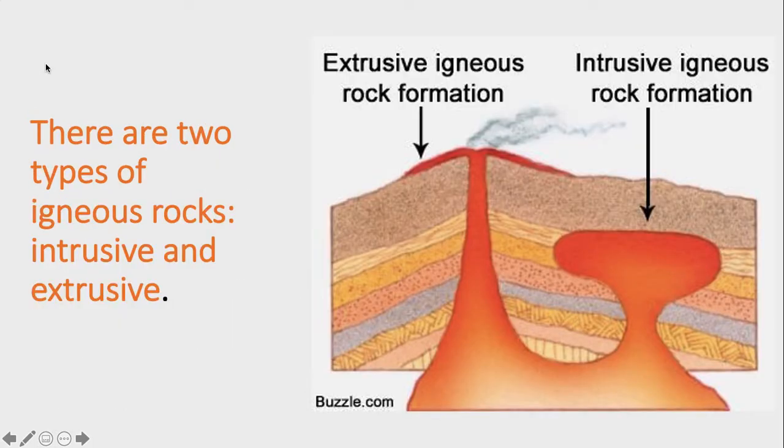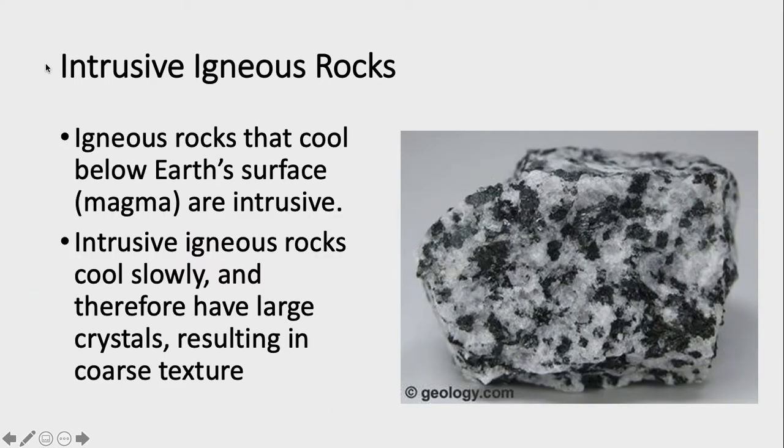There are 2 types of igneous rock: intrusive and extrusive. And you can see from the diagram, extrusive is on the surface of the Earth, intrusive is below the surface of the Earth. Igneous rocks that cool below Earth's surface with magma are intrusive. Intrusive igneous rocks cool off slowly and therefore have larger crystals, resulting in a coarse texture. So underground, as far as a rock's concerned, it's a little bit warmer, and so the crystals cool off more slowly and they get larger.